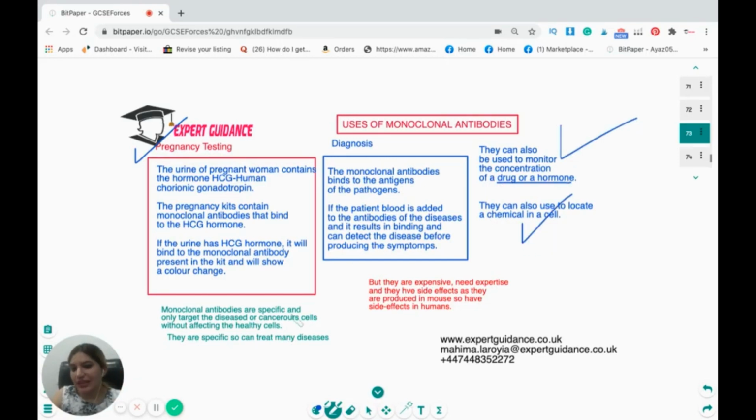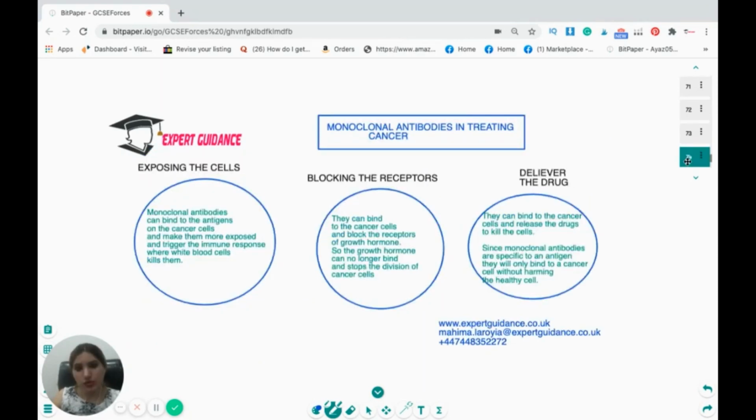The monoclonal antibodies are very specific, so they can target the specific diseased cancer cell without affecting the healthy cell. They are specific, so they can cure many diseases, but they are expensive, need expertise, and they have side effects as they're produced by mouse, so they have side effects in humans.